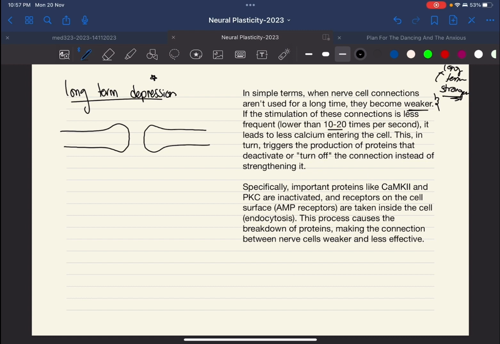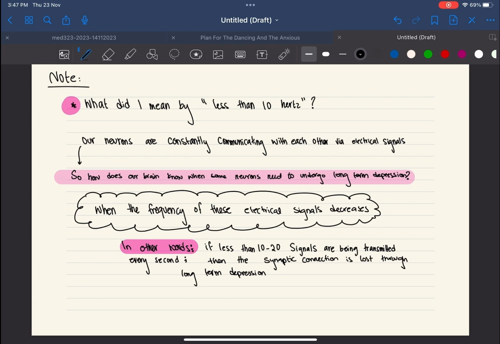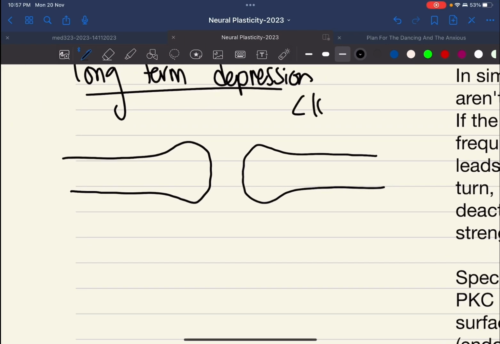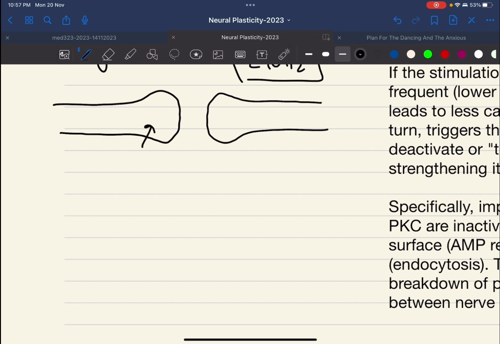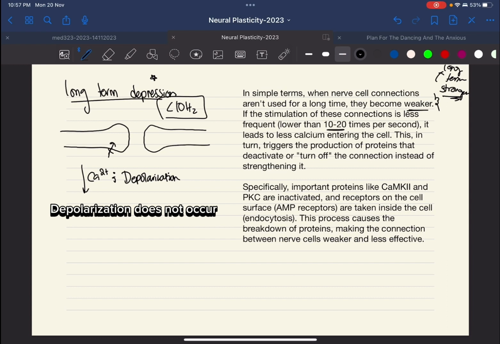So if their frequency is lower than 10 to 20 hertz, or 10 to 20 times per second, it leads to less calcium entering the cell. So if you have lower than 10 hertz, this causes less calcium to be let into the cell. So when you don't have enough calcium going into your presynaptic neuron, depolarization cannot occur and it stays in its resting negative state. This deactivates or turns off the connection instead of strengthening it. This is pretty common sense if you think about everything we know up until now about how neurons communicate.